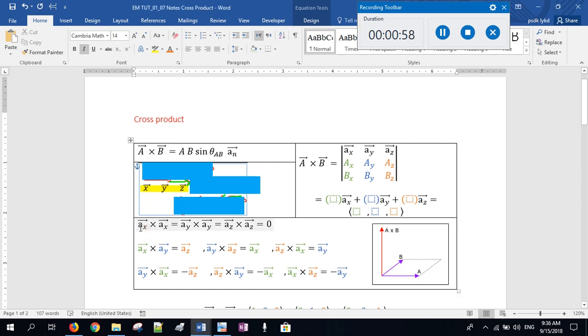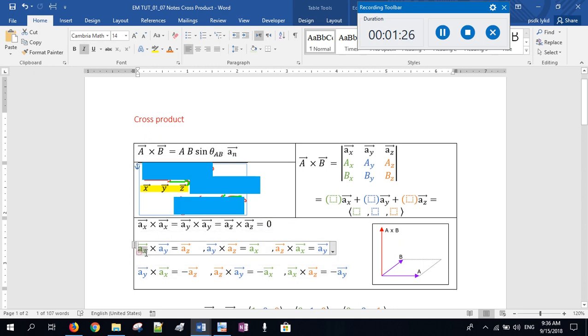The cross product AX cross AX or AY cross AY or AZ cross AZ will result in 0, because these two vectors are the same vector, so they have the same direction. The angle between them is 0, and sine 0 is 0, so the result is 0.